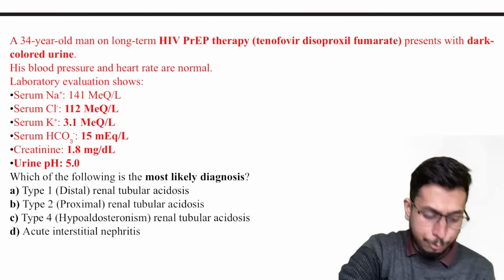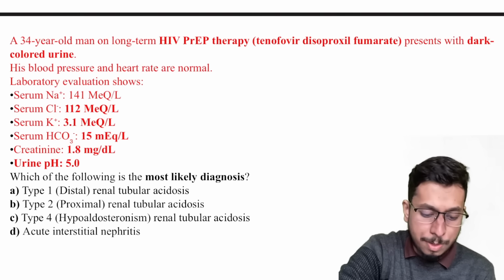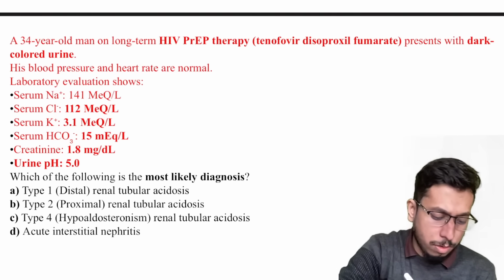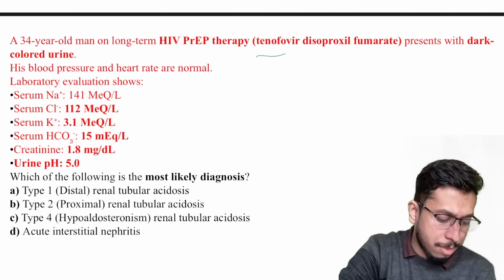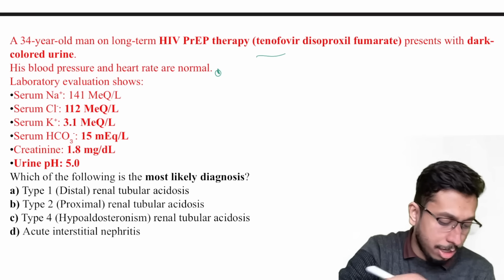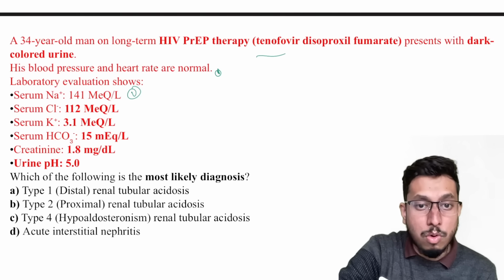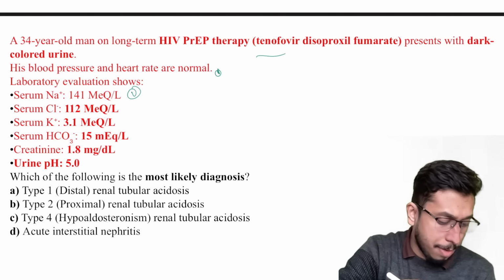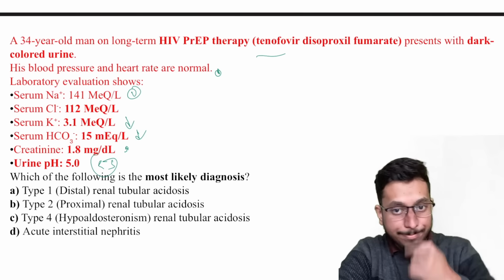Here, a 34-year-old man is on long-term HIV pre-exposure prophylaxis, tenofovir disoproxil fumarate. So the patient is on tenofovir, and it is long-term. He presents with dark-colored urine. His blood pressure and heart rate are normal, so it suggests the RAS axis is not affected. Laboratory evaluation reveals sodium in the normal range, chloride is 112, potassium is 3.1, which is low, bicarbonate is low, there is acidosis, creatinine is a little bit higher, and urine pH is less than 5. So how do we evaluate this case?